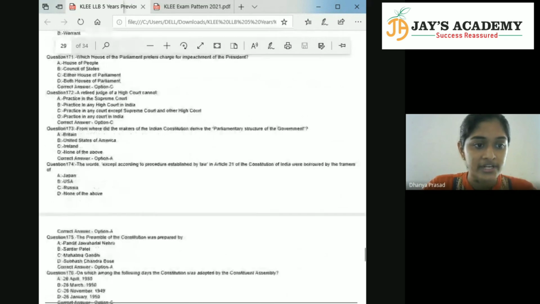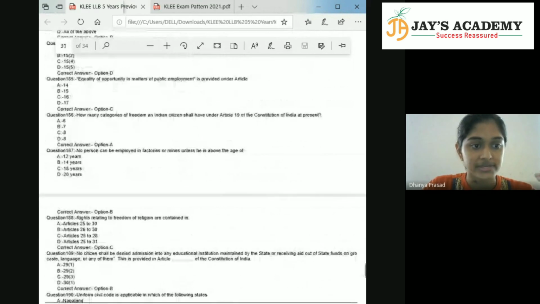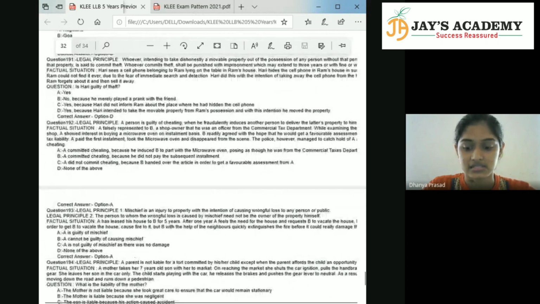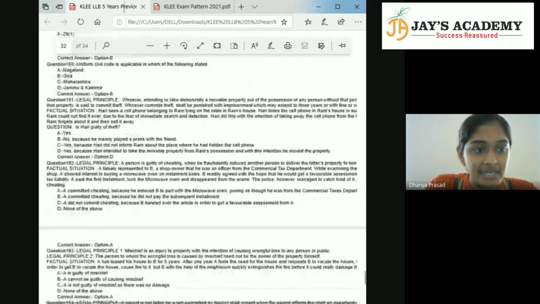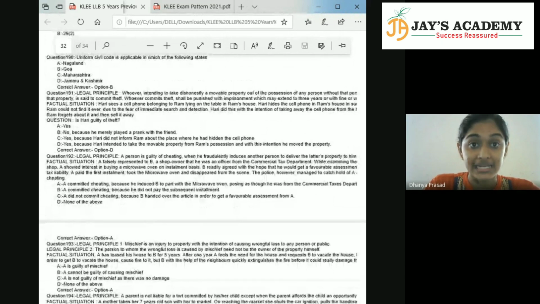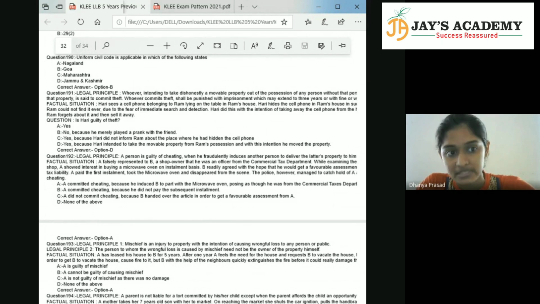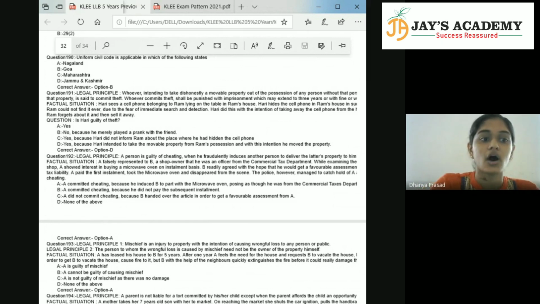Now, these are all one-word questions on different aspects. See, there's constitution, there's contracts, there's torts, there's criminal law, all of these coming into place. Now, at the end, look at question number 191. It deals with legal reasoning. You're given a legal principle and a factual situation. Now you have to apply this legal principle to this factual situation and then try to find out the correct answer. Okay, pick the right option from the 4 options given below.